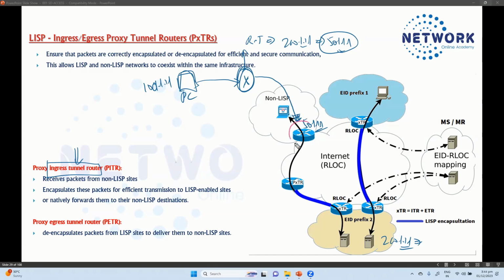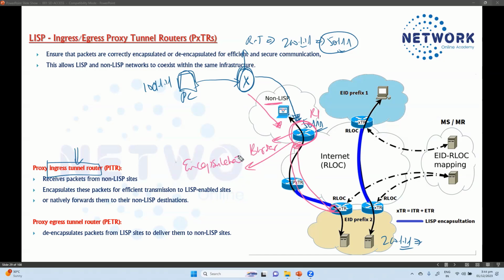Now this router is the border router, which is connecting your non-LISP network and the LISP network. The proxy ingress router is going to receive the traffic from non-LISP sites. In my case, this is my router, let's say router 1, that's the name we give. And now this particular router is responsible for encapsulating the packet for LISP enabled sites, because now it has to send out the traffic to this router. Of course, it has to do encapsulation.